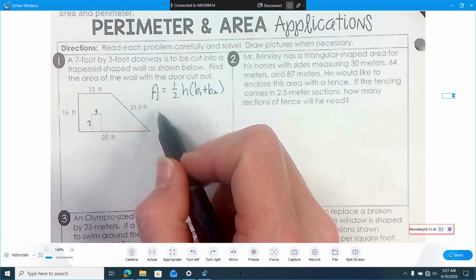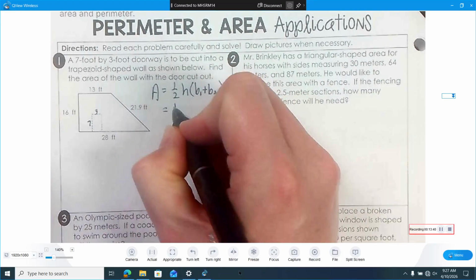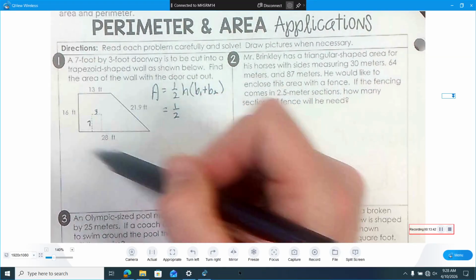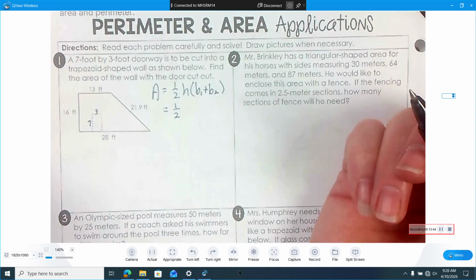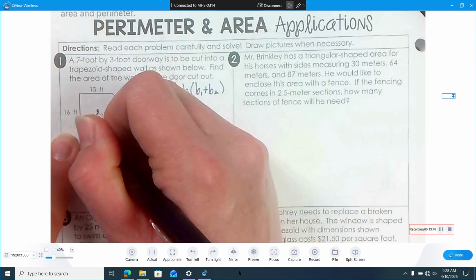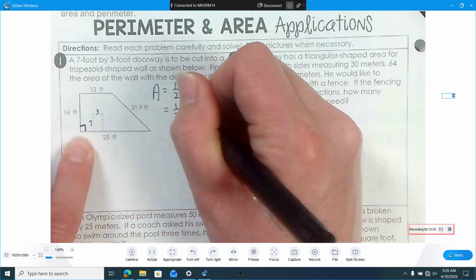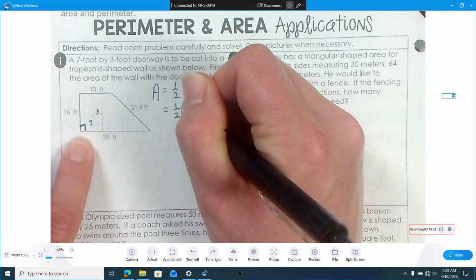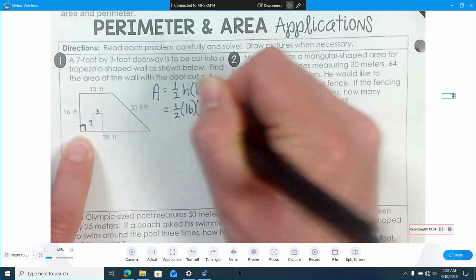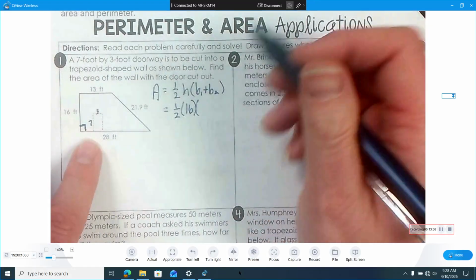What can we plug in? We want to figure out the area. We have 1/2. What's the height of our trapezoid here? 16 is the height. We can assume that this is a wall and most corners are right angles. Well, if your house is new anyway. There's your height. And then what are my two bases?